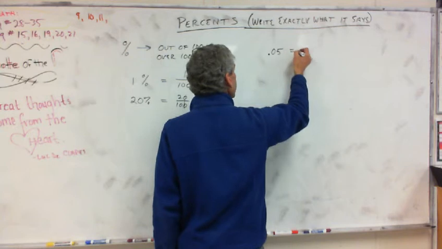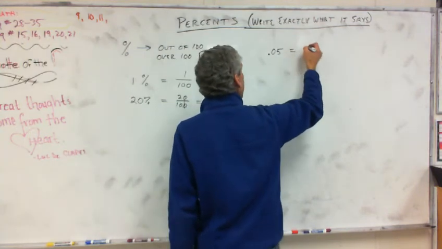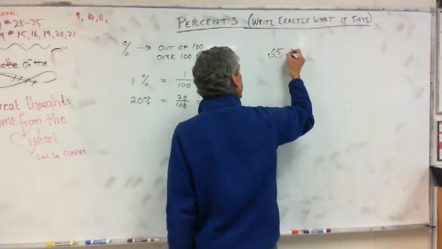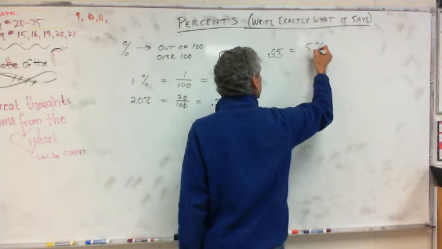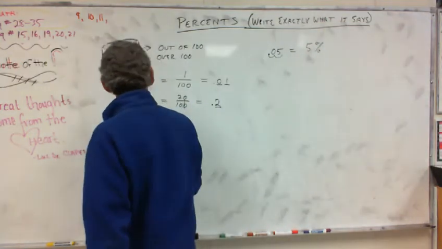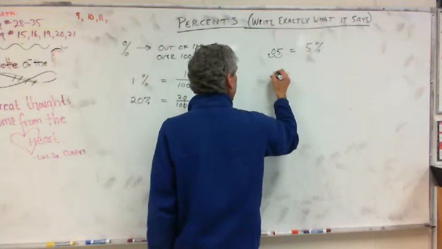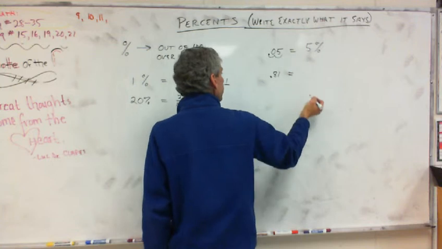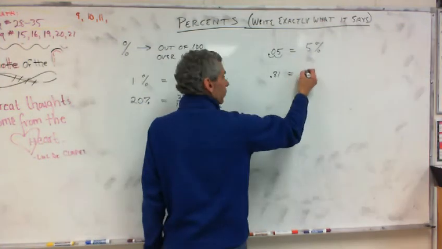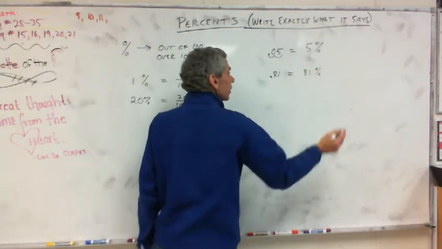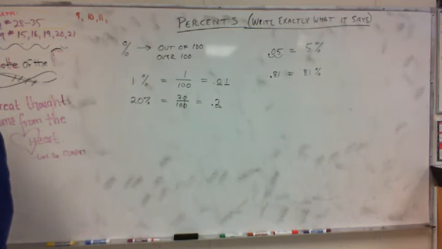What is 0.05 as a percent? 5%. You're going to move this over 2 spaces. It's 5%. This is also 5 over 100. What is 0.81 as a percent? 81%. Exactly. Good. So it's not that hard. You guys have it down.